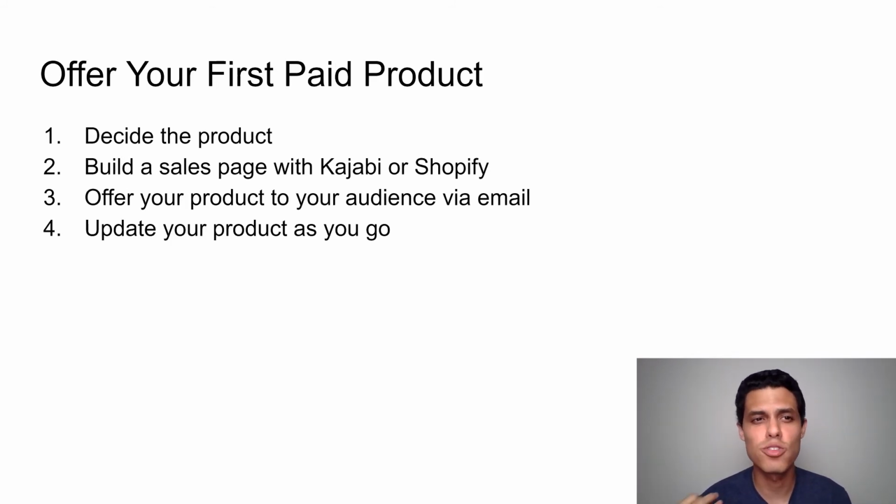Then the final step is to offer your first paid product. So let's say that you acquire 2,000 leads from your lead magnet and you are ready to roll. So you decide the product, build a sales page with Kajabi or Shopify, offer your product to your audience via email, and then update your products as you go.